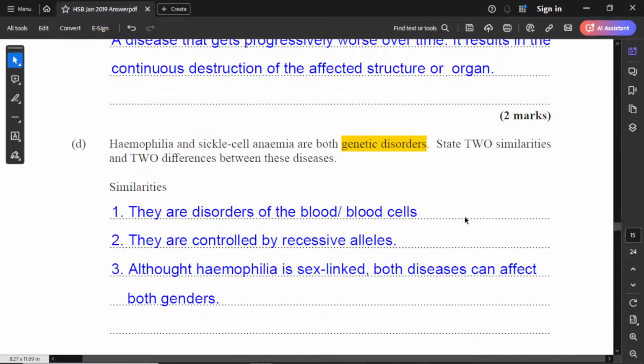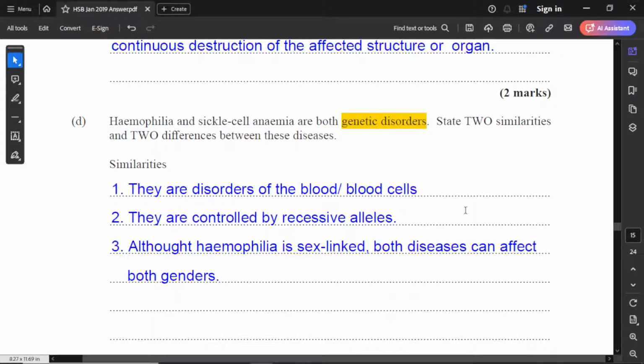All right, and so let's go to part D. It says that hemophilia and sickle cell anemia are both genetic disorders. State 2 similarities and 2 differences between these diseases. Just to make a mention right here, there are 2 things I need to mention. One is what they are. The first thing is that hemophilia is when you're unable to clot the blood, especially when you get a cut. So you lack a special protein that will trigger or stimulate the blood to clot. We call it a blood clotting factor. So it's a special protein. And then for sickle cell anemia, that is the abnormal red blood cell.